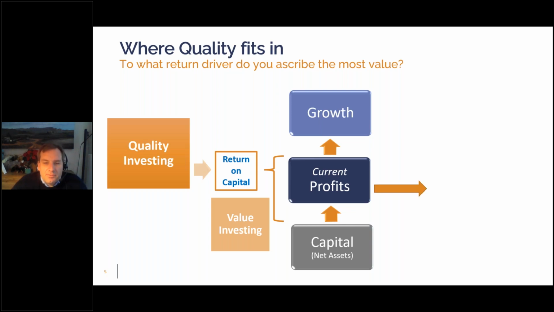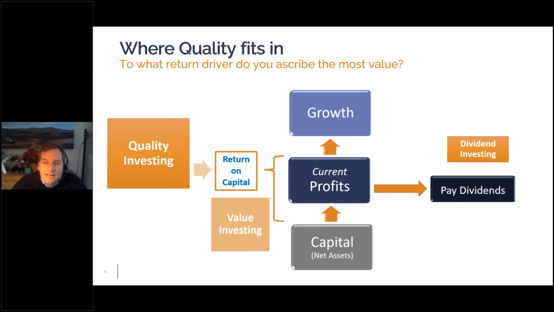Now, what do we do with current profits? We've got these profits, and we can do something with them. Either we pay them out as dividends, and this is where dividend investing comes in. Dividend investing focuses on companies that pay dividends, and it can also be linked to quality investing. Companies that are extremely productive in generating profits can pay higher dividends. This is one of the reasons we include our dividend investing approach under quality, because we look for quality companies that pay dividends because they are able to.